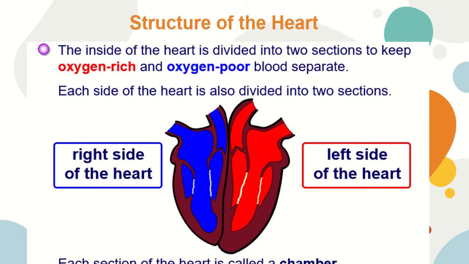Alright, structure of the heart. The structure of the heart, inside of the heart, is divided into two sections. We have the oxygen-rich and the oxygen-poor blood. Each side of the heart is also divided into two sections. We have the right side of the heart and also the left side of the heart. The left side of the heart is the oxygen-rich blood and the right side of the heart is the oxygen-poor blood. And each section of the heart is called a chamber.